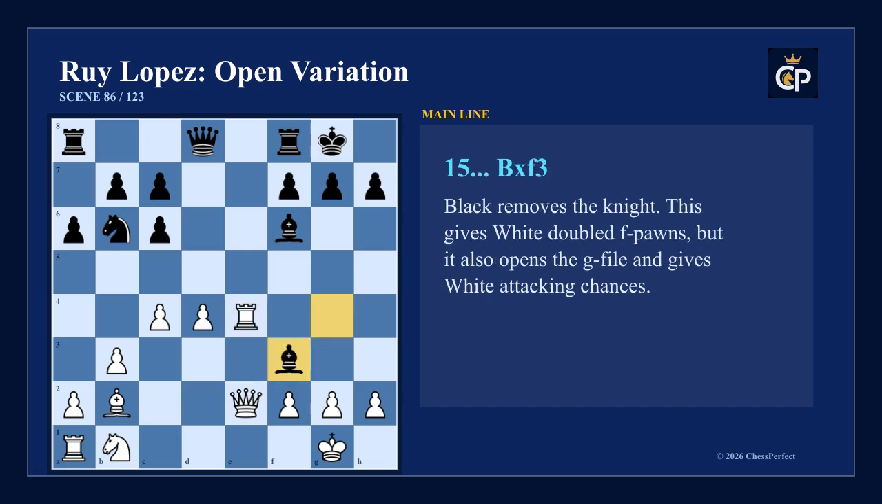Bishop takes f3. Black removes the knight. This gives white doubled f-pawns, but it also opens the g-file and gives white attacking chances.